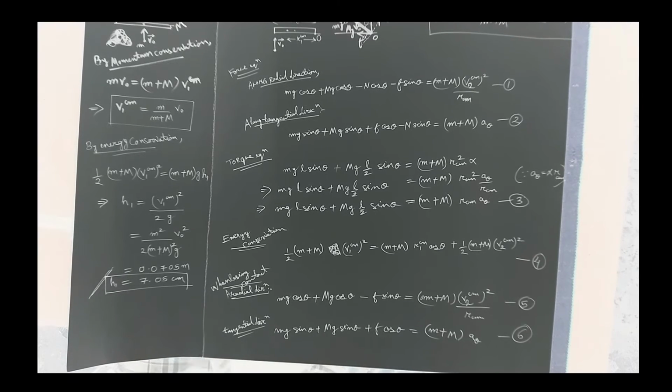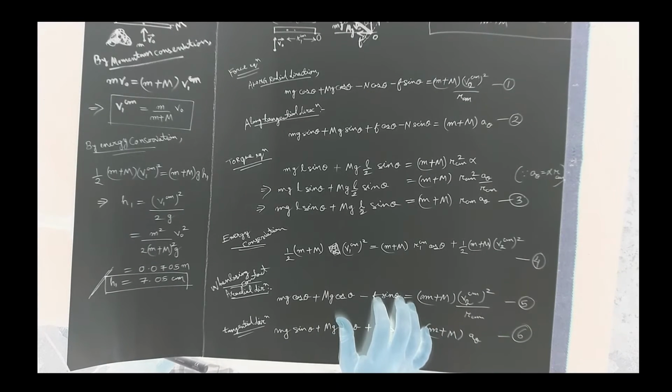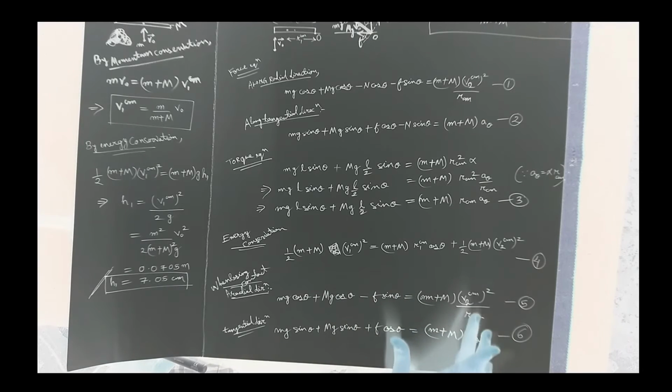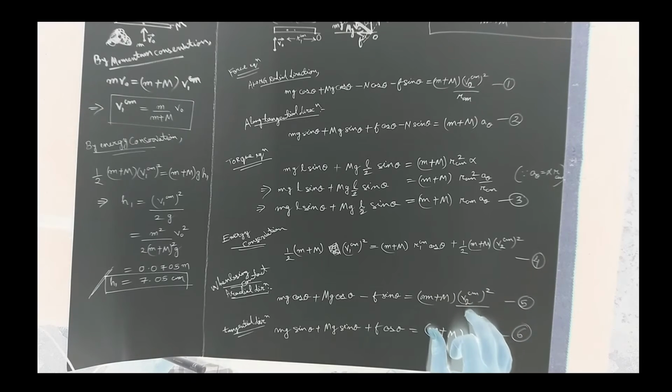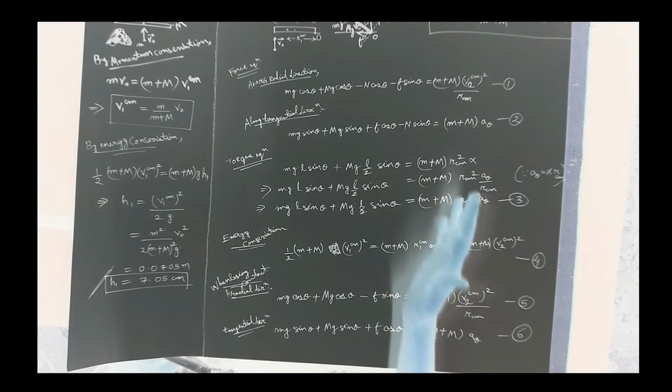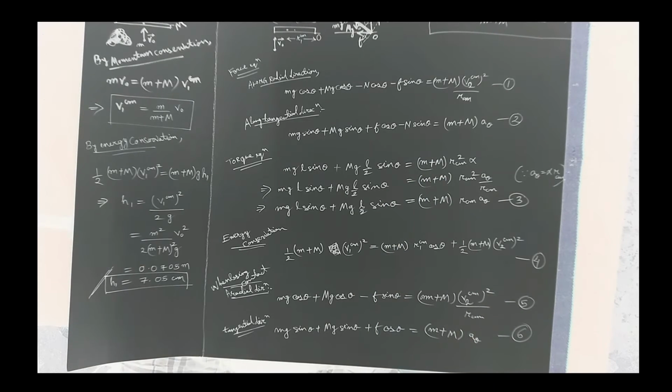So what I need to do is first eliminate f. How can I eliminate f? By putting the value of f from equation 6 into equation 5. Then I can eliminate v2 cm by putting the value of v2 cm from equation 4 into equation 5. Then I can eliminate a theta by putting in the values from equation 3 and equation 6, and so on. Okay, let us do it.